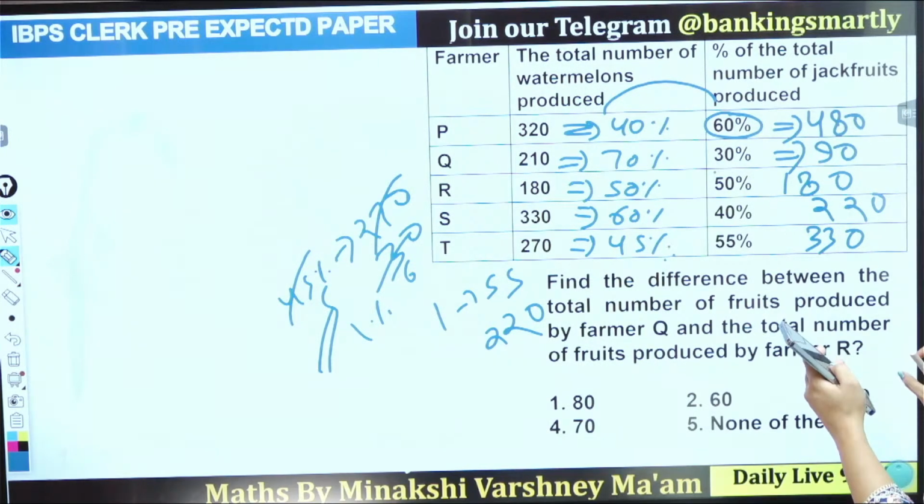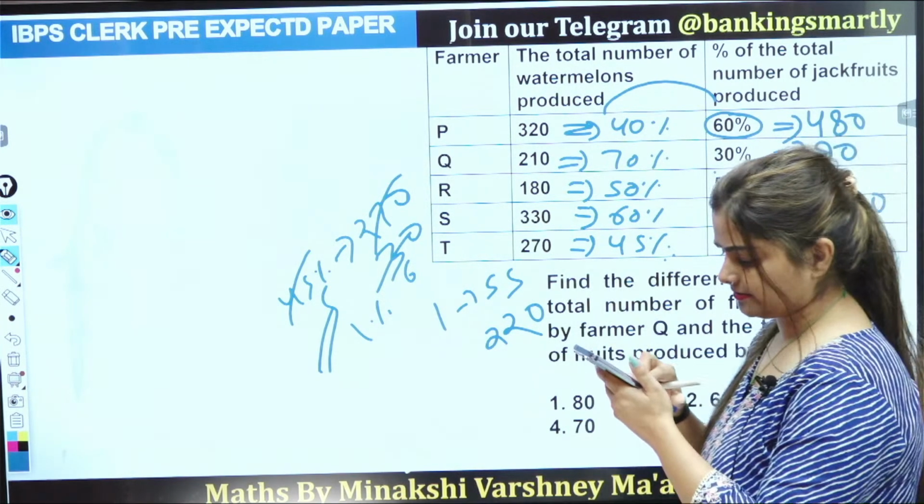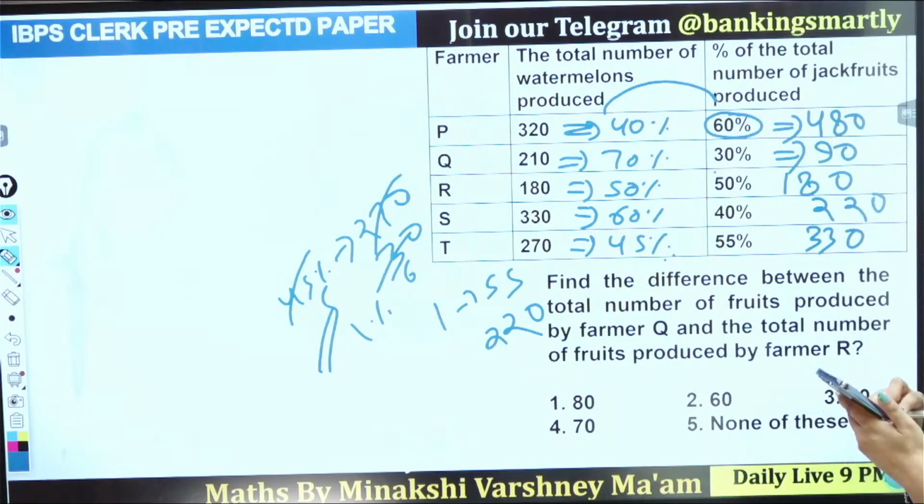Very good. संस्कार जैक 480, 90, 490. This one is 90, 180, 220 and 330. Okay, clear? Any doubt, guys? Anyone else?